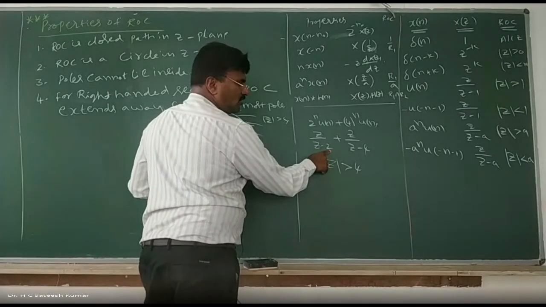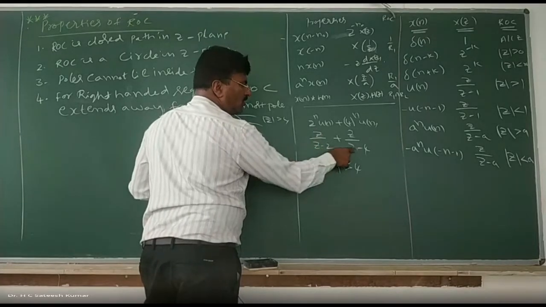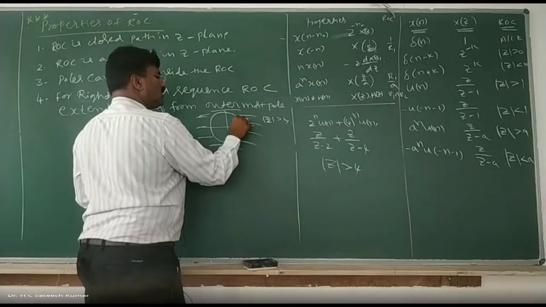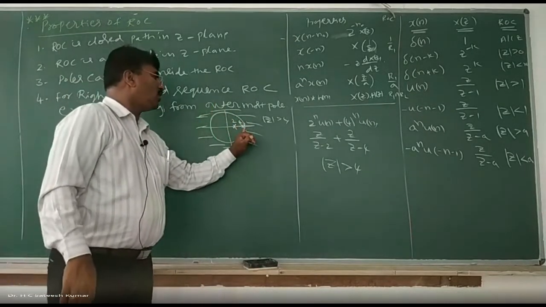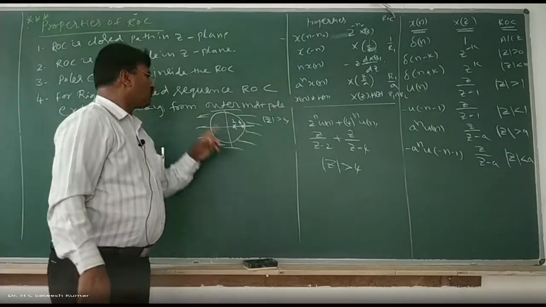Pole is nothing but the roots of the denominator polynomial. Z is equal to 2 is one pole, z is equal to 4 is one pole. Therefore, one pole is here, one pole is here. So therefore, ROC extends away from the outermost pole. We have two poles, and it extends away from the outermost pole for a right-handed sequence.